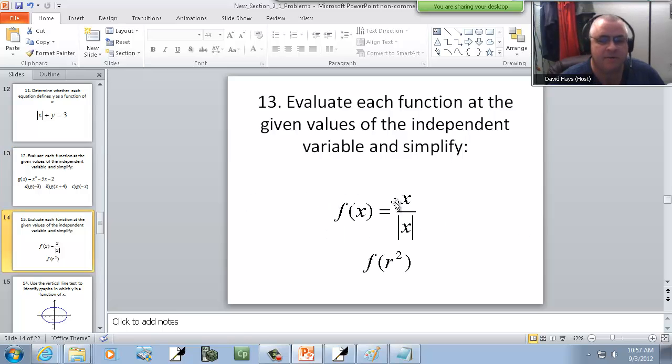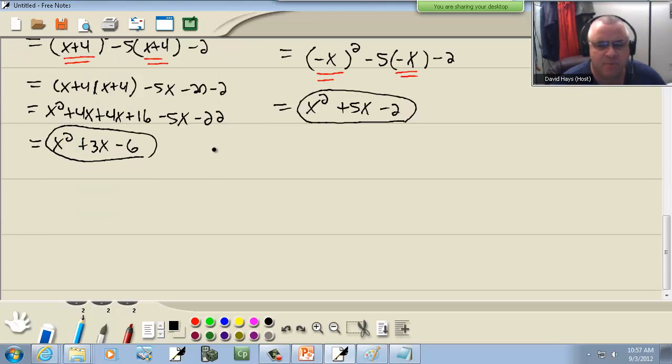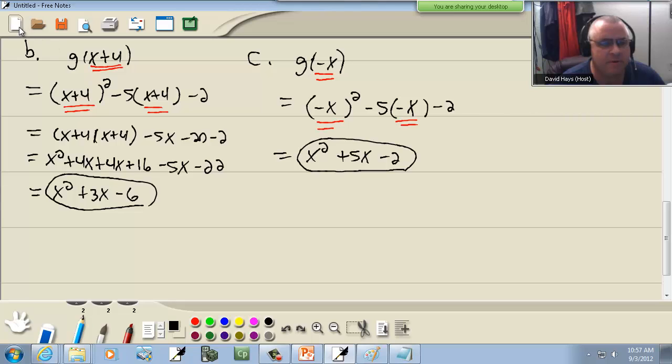Let's take a look at another one of those, and I'm going to start a new page here because it looks like I'm about out of room.